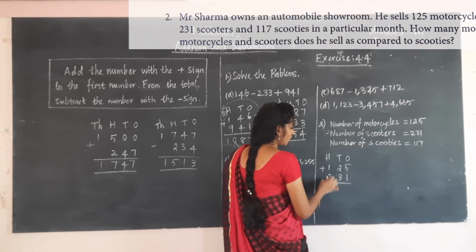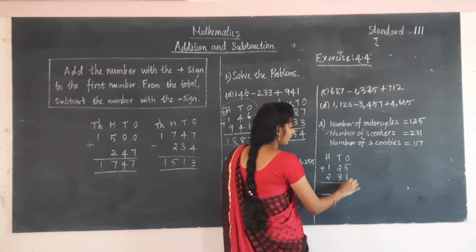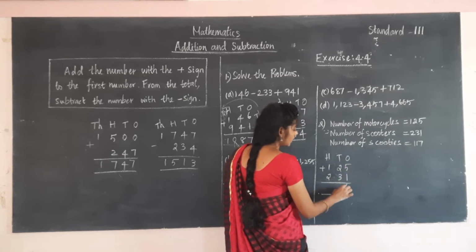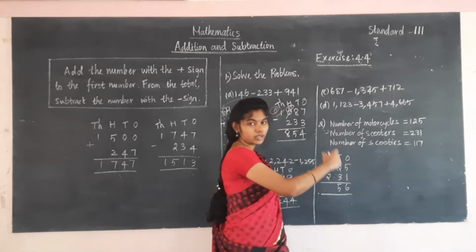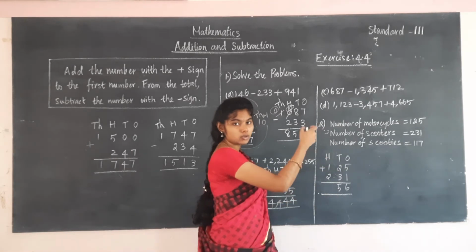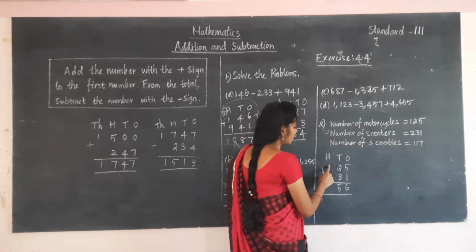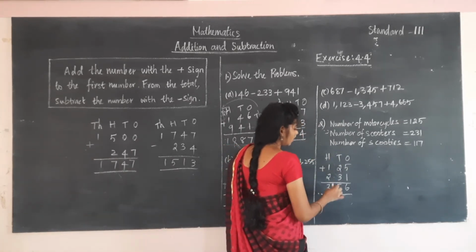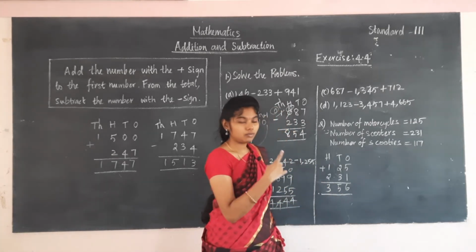So what are we going to do? We are going to add the numbers. 5 plus 1 is 6. 2 plus 3 is 5. So in order, first you add the ones place, next the tens place. Then in the hundreds place, 1 plus 2 is 3. So you have got the answer as 356.